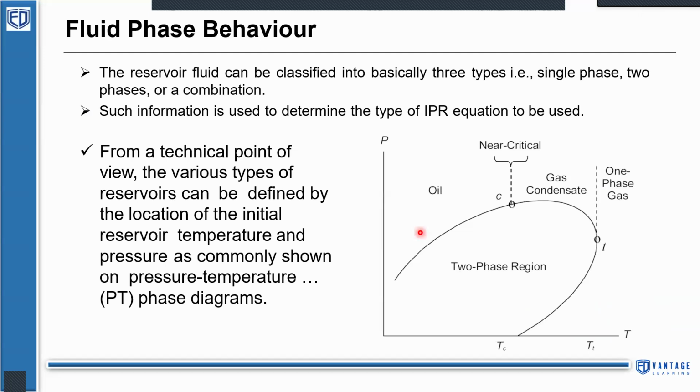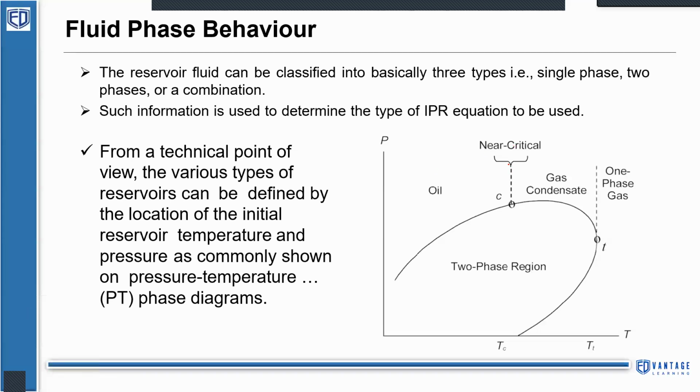Also, for fluid phase behavior, we can classify the fluid into three basic types: single phase, two phase, or a combination. This information is very essential for the IPR equation to be generated or applied in the optimization procedure. From the phase diagram, we will understand the actual pressure decline from the reservoir till the surface.